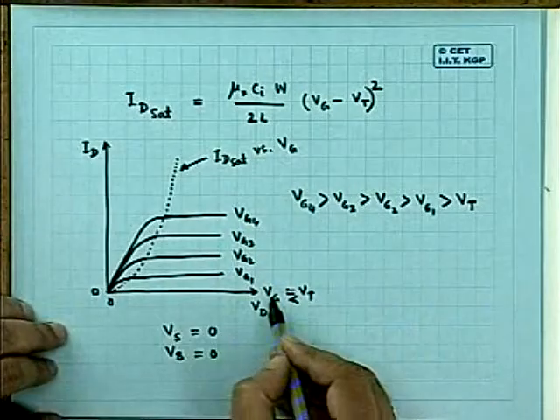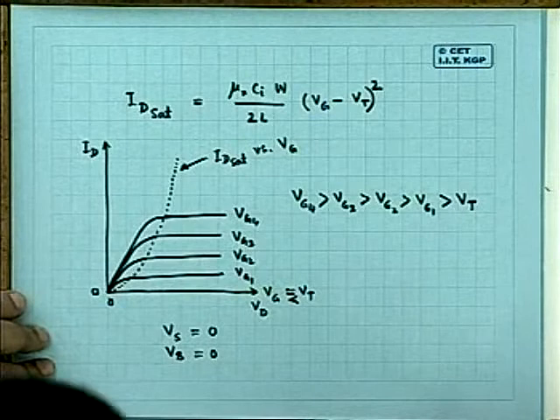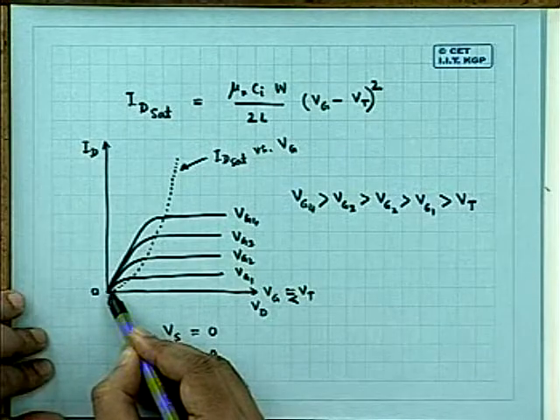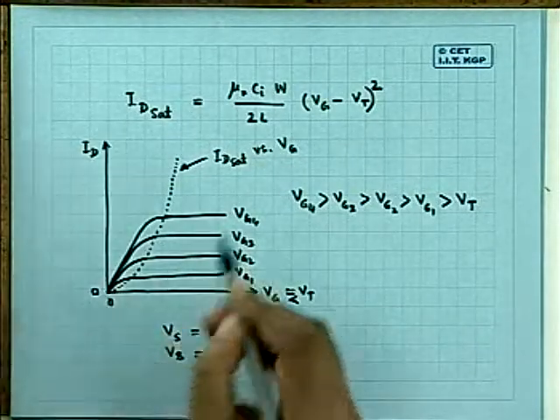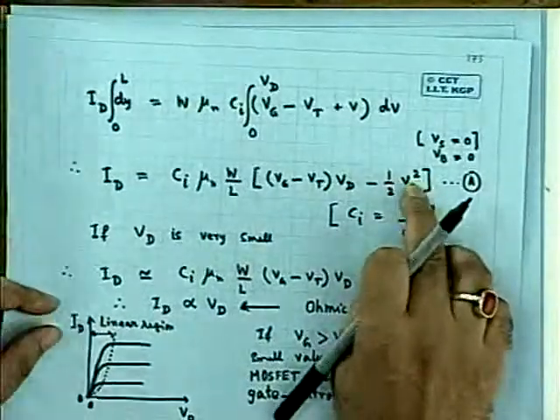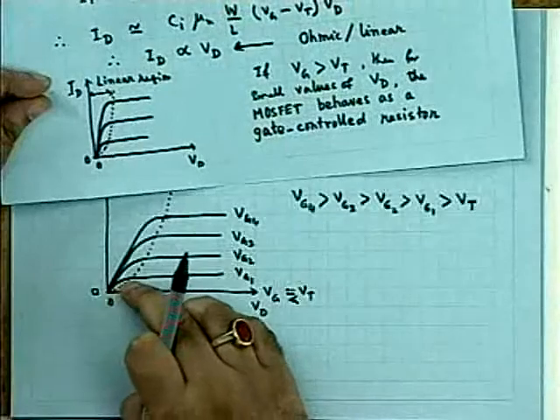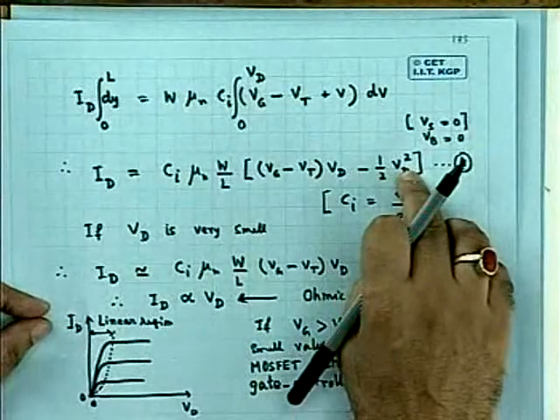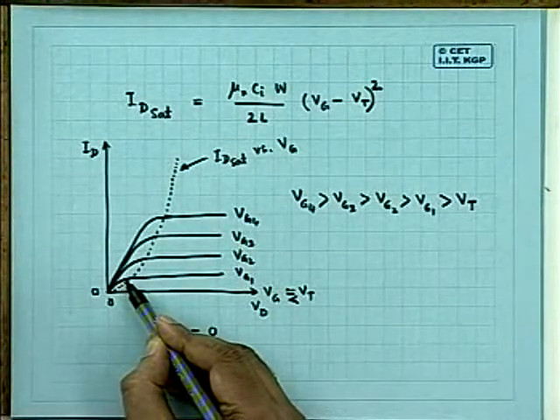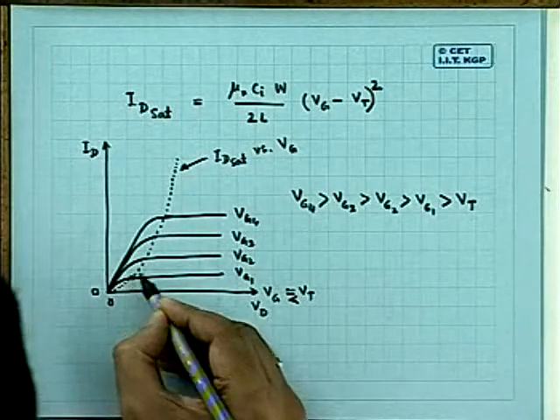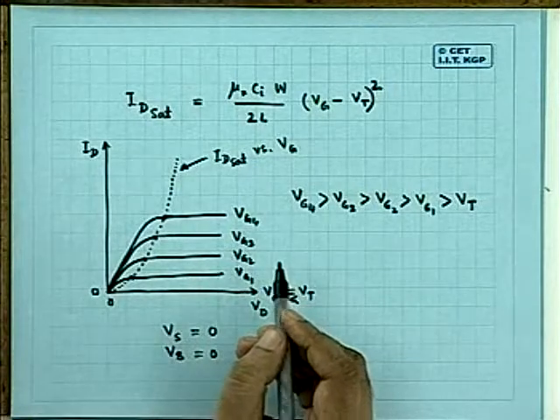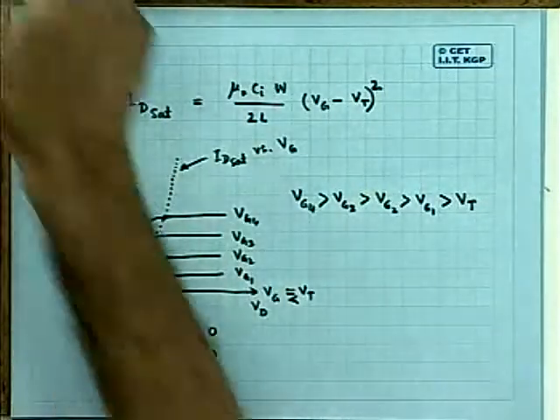Above this line, when VG exceeds VT, the actual threshold voltage, then as you increase VD, initially the current increases linearly, because in that case the half VD squared term can be dropped. As VD increases, the rate of increase falls because of the minus half VD squared term. That is, we say that the current increases sublinearly. As soon as I reach this point or this point or this point, we say that the drain-induced pinch-off has taken place.